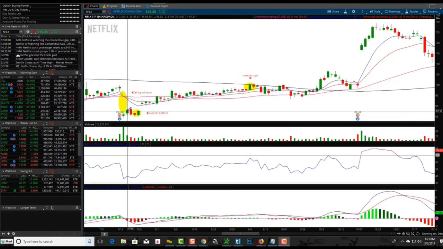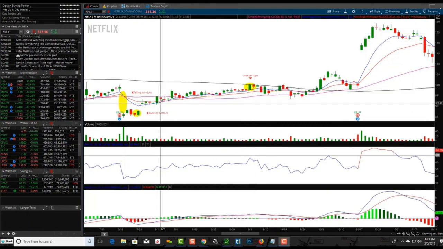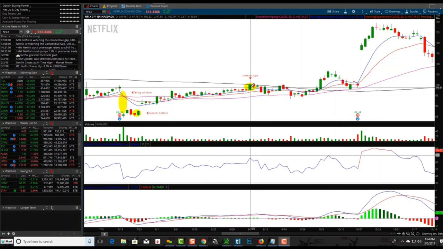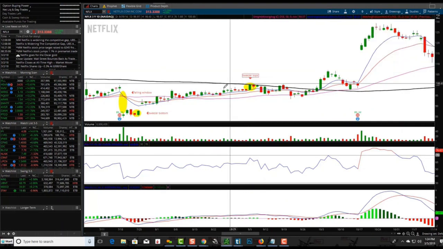Let's take a look at Netflix over here. You're going to see kind of a smaller one. It's still a big real body, but not a really big one. As you can see, there's a big green candlestick and a smaller one that couldn't break it. I'll pull up my handy drawing tool. You can see those two little wicks almost right at the same peak.